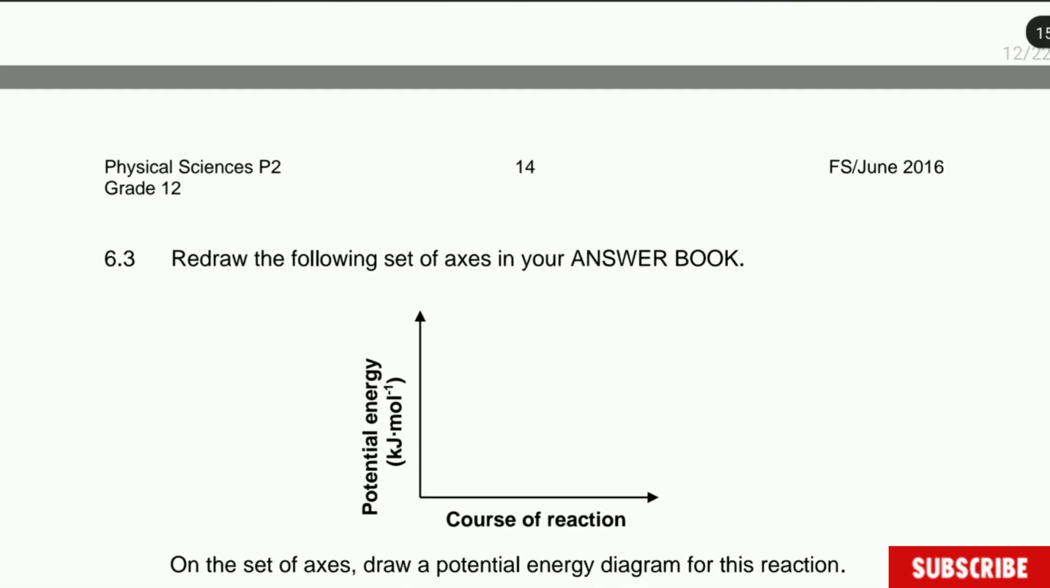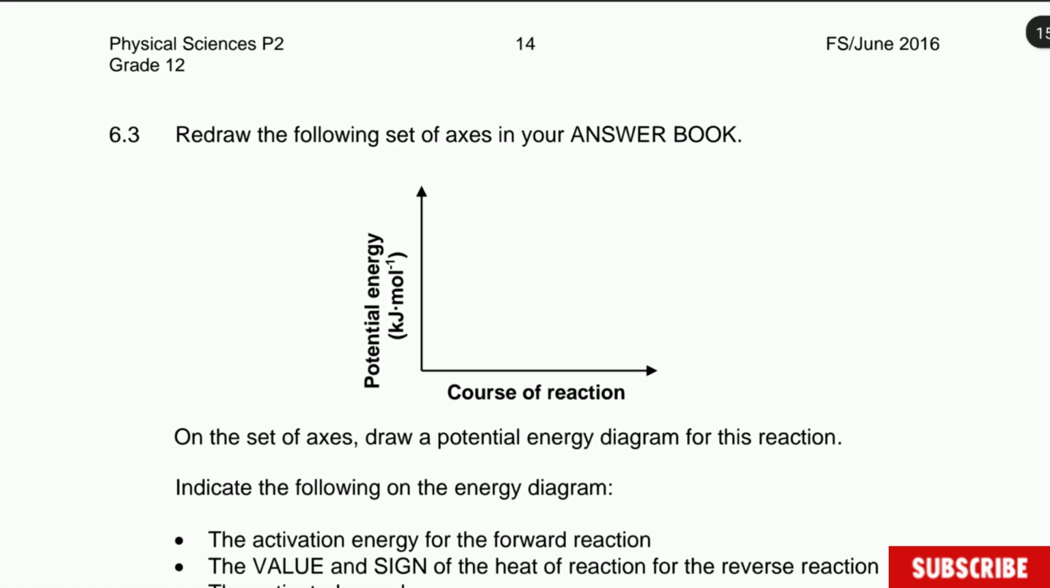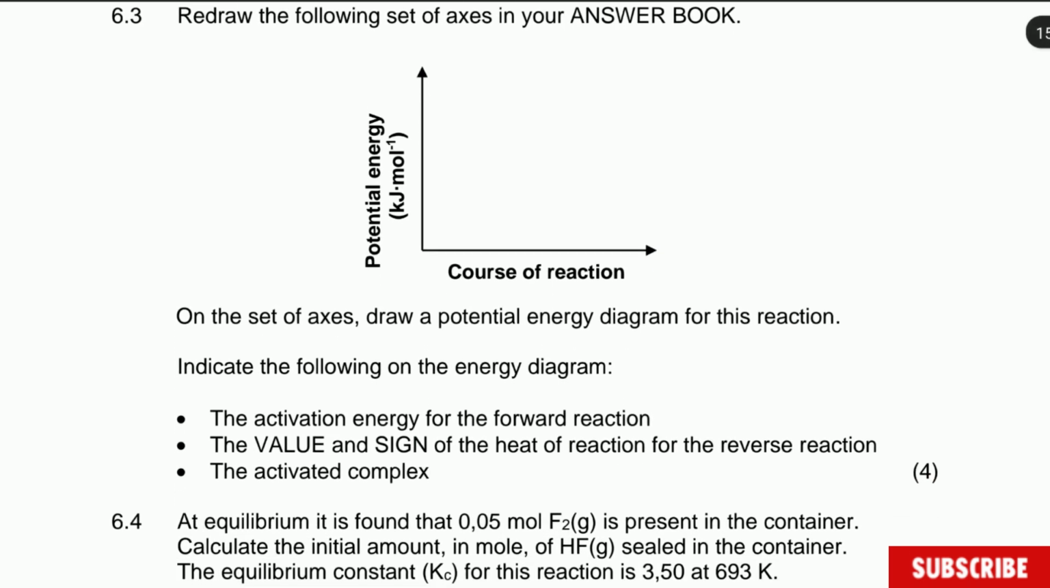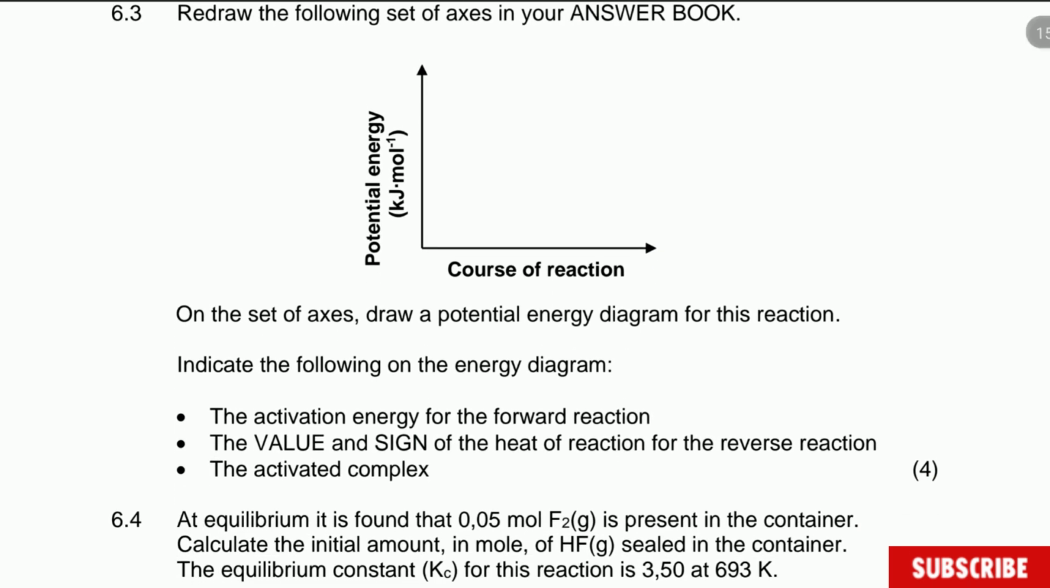Redraw the following set of axes in your answer book, and on the same set of axes draw a potential energy diagram for this reaction. Indicate the following on the energy diagram: the activation energy for the forward reaction, the value and sign of the heat of the reaction for the reversible reaction, and the activated complex.